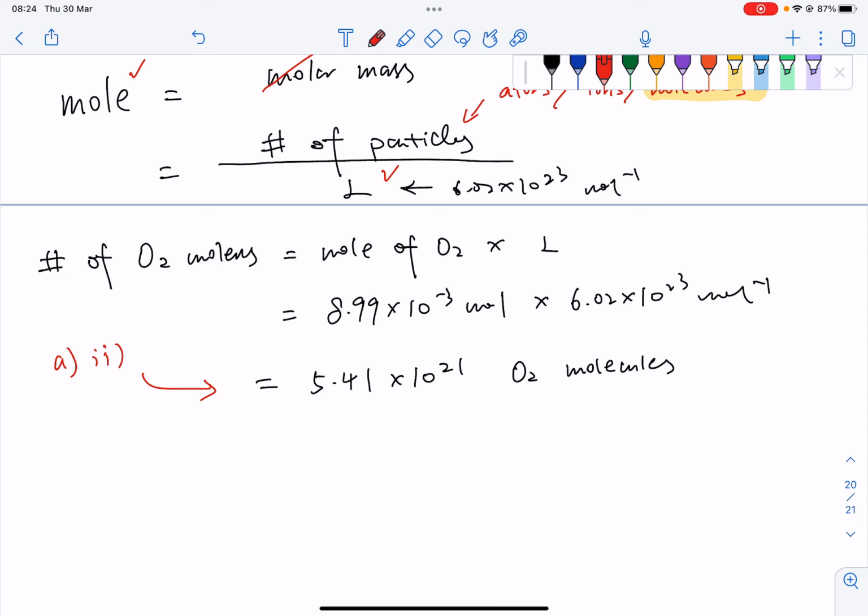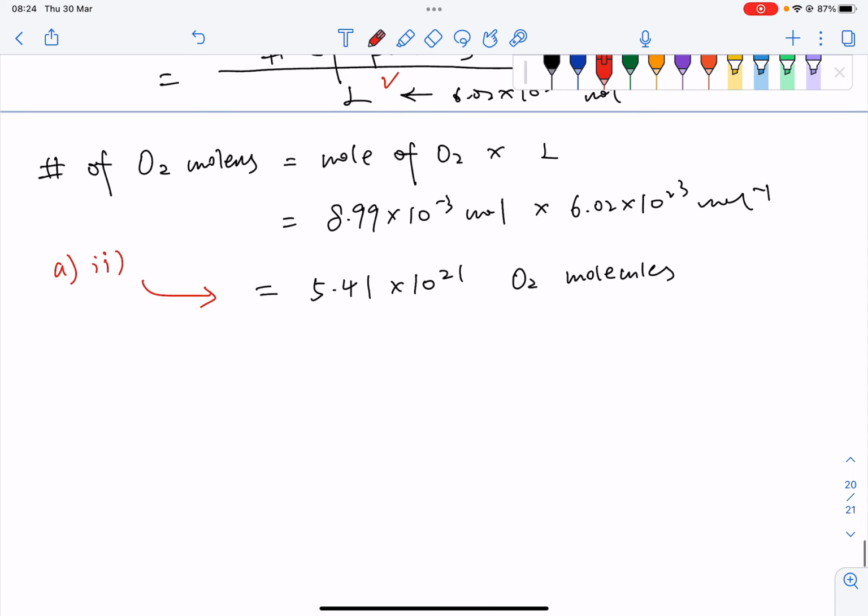Let's take a look at part B. Suggest why the iron oxide obtained is pure. Let's think about it first. If you don't know how to do it, pause here and think about it. This answer should be pretty simple.